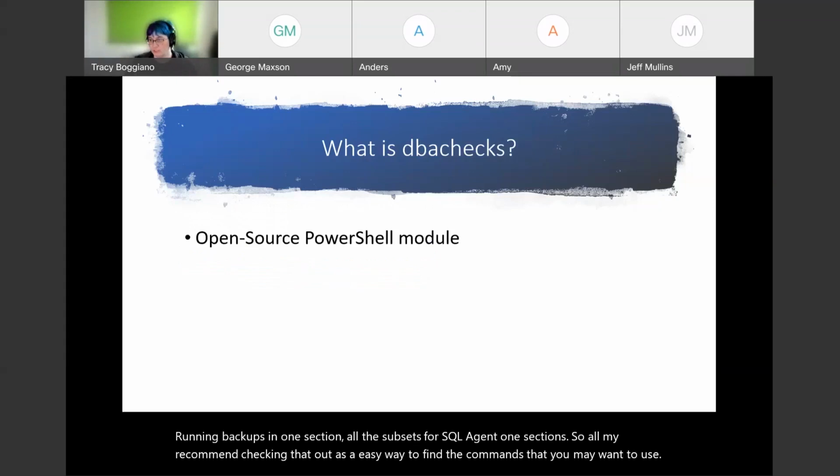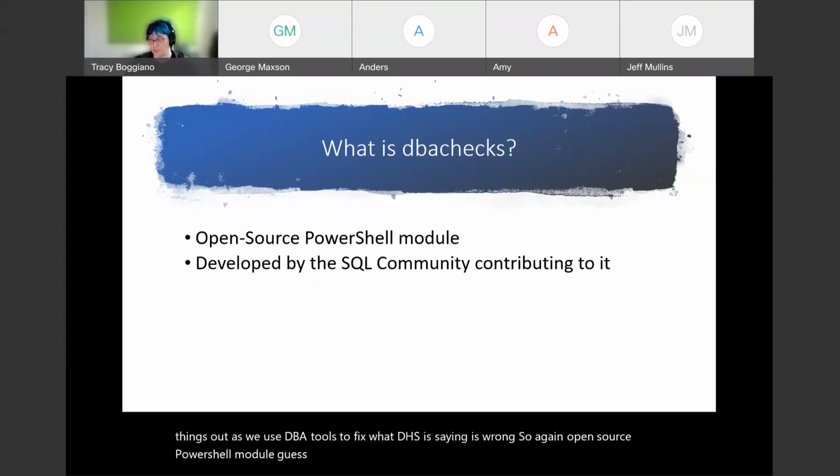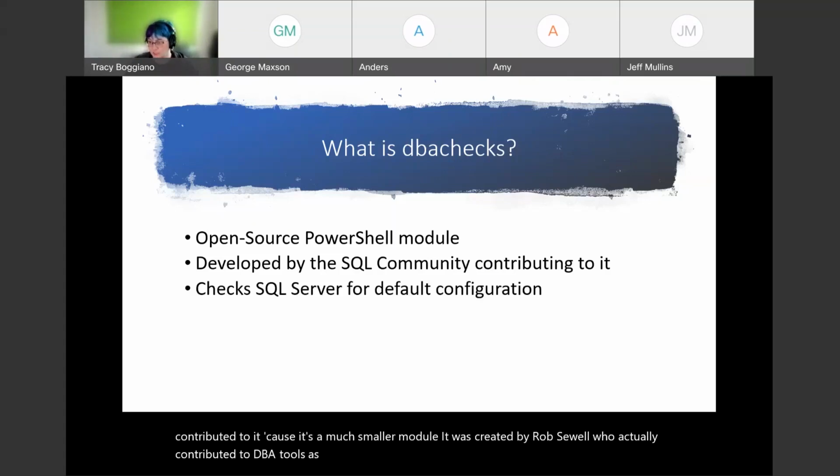So more about what dbachecks is, because that's going to be mostly what we're using to check things out as we use dbatools to fix what dbachecks is saying is wrong. So again, open source PowerShell module. Guess what? Developed by the SQL community. Not as many people contributed to it because it's a much smaller module. It was created by Rob Sewell, who actually contributed to dbatools as well. And it checks your SQL Server for the default configuration that's configured in dbachecks. There is a way to change part of the configuration, which we will see when I go through the demos.